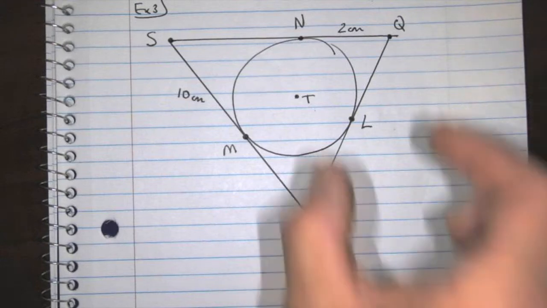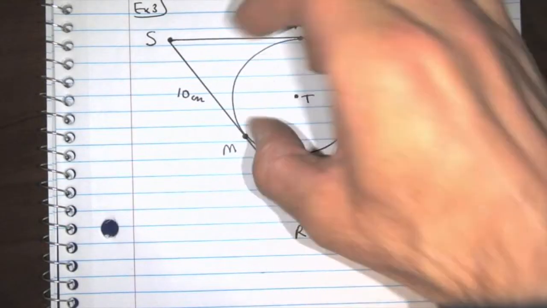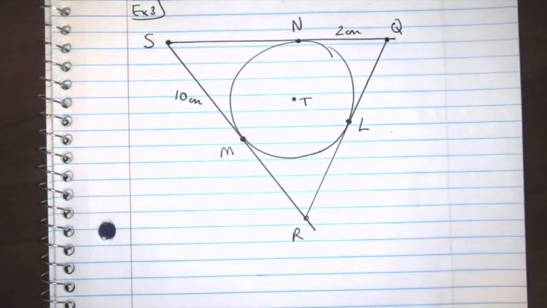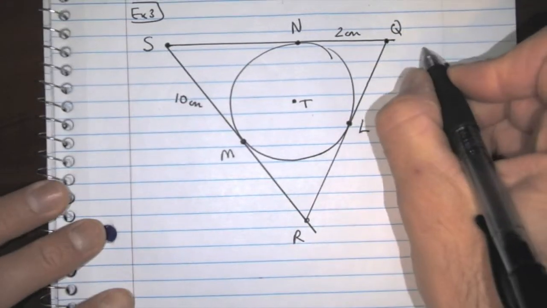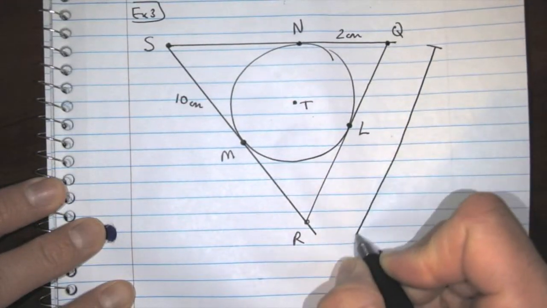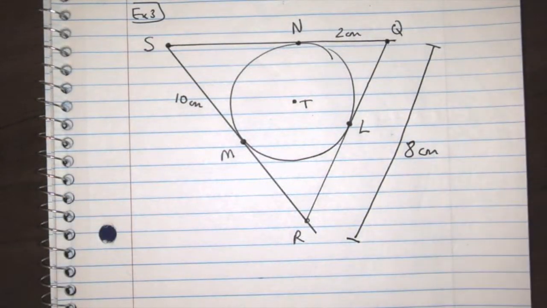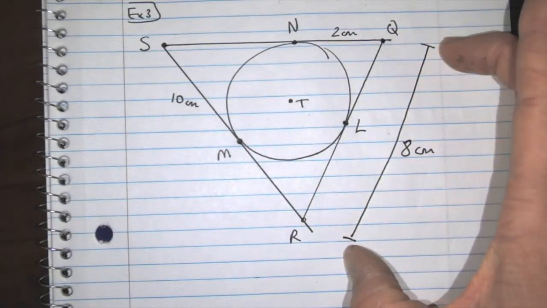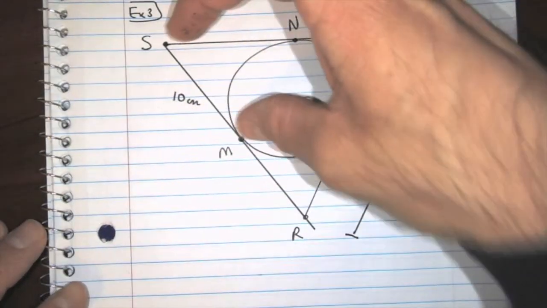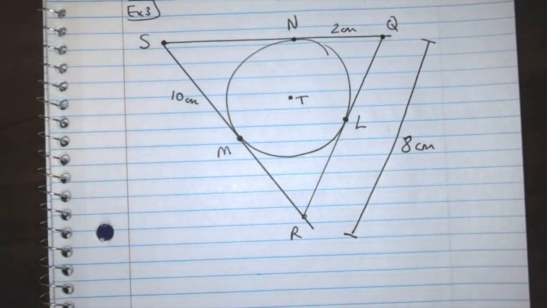Now, it's not drawn to scale. This obviously does not look like 2 compared to that 10, but just let's go with it, folks. I'm going to tell you that this entire distance from Q to R is 8 centimeters. Once again, does not look like 8. This is obviously longer than the 10, but we're just going to go with it.